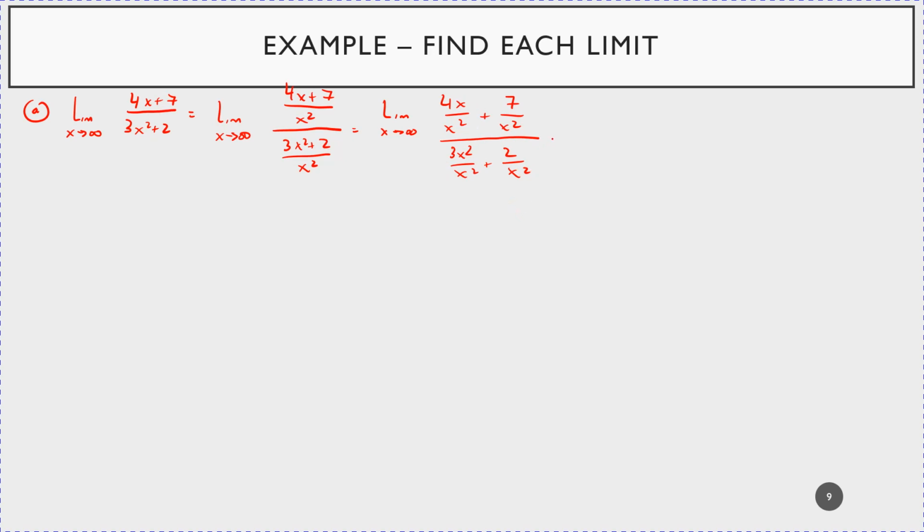Clean this up, all right? So this is the limit as x goes to infinity. This becomes 4 over x plus 7 over x squared. X squared cancels, so you're left with 3 plus 2 over x squared. Well, now look what happens. As x goes to infinity, this and this both go to 0. The limit as x goes to infinity of 3 is just 3, and this goes to 0. So you're just left with 0 over 3, or 0. That's it. We got it. Piece of cake.